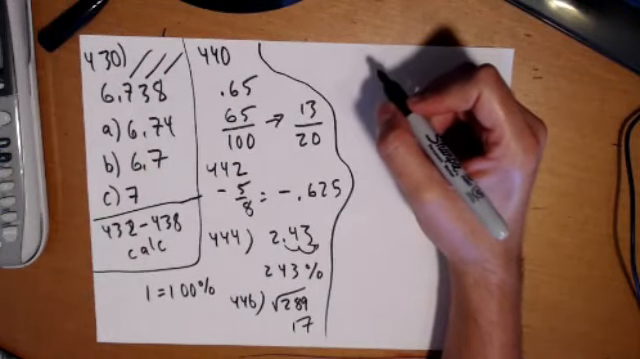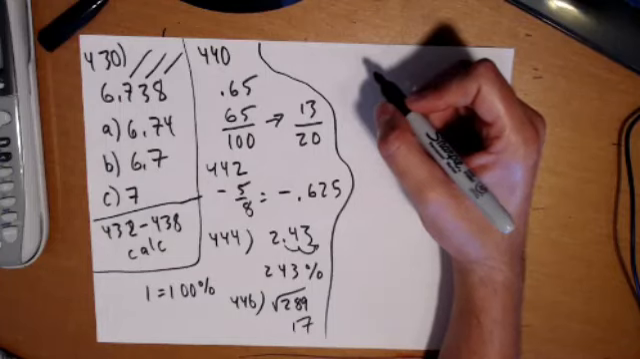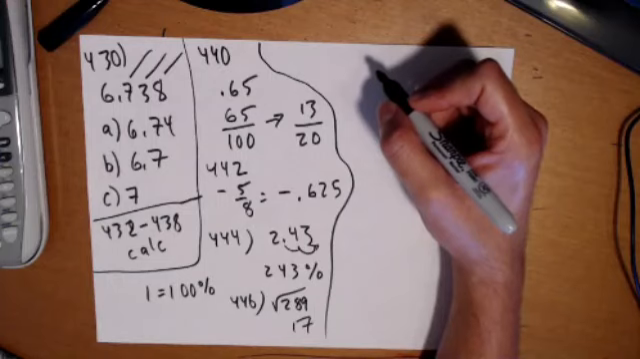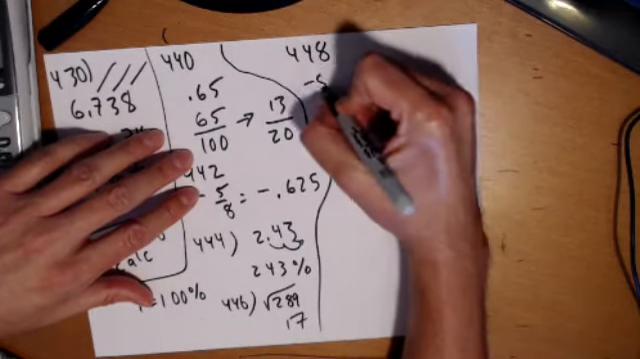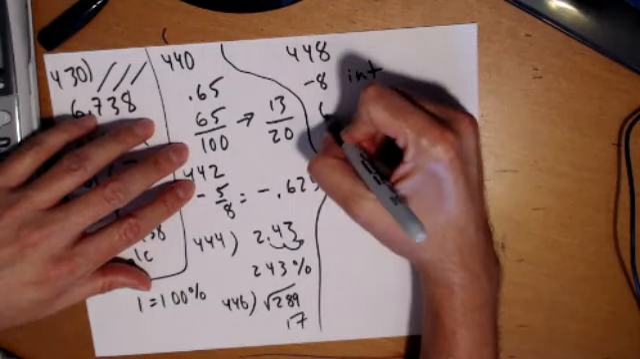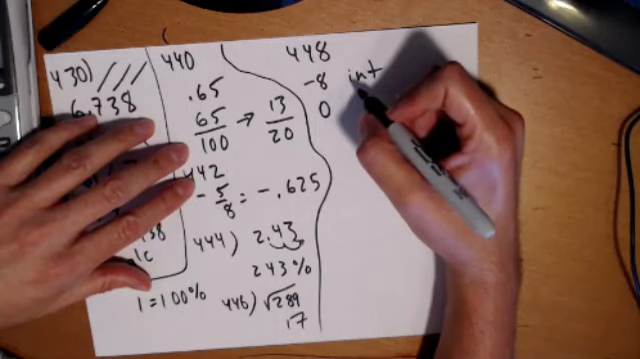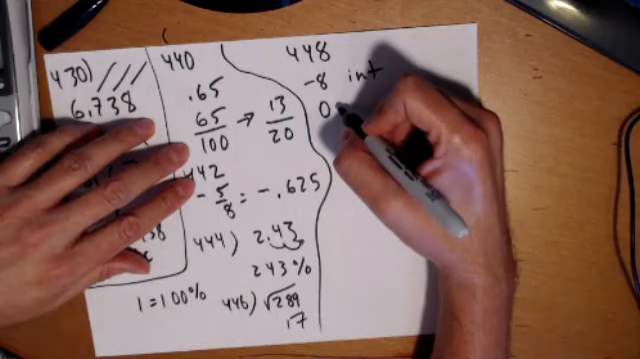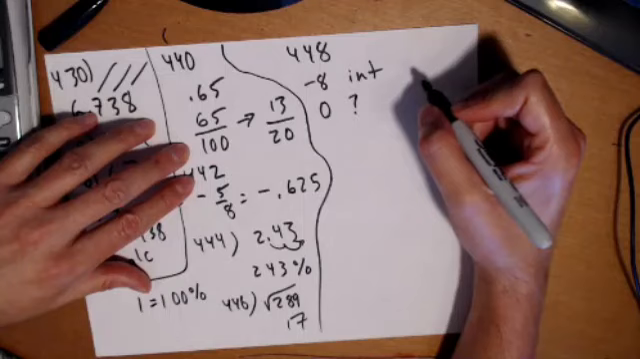Math teacher. 448. Whole number, integer, rational, irrational, real numbers. Let's see. Ooh, 448. Oh, they didn't have one for you to do. Oh well. So 448. Let's see. Negative 8. It's an integer because it's negative. 0 is a whole number? Do whole numbers include 0? I'm a math teacher. I'll put a question mark. I mean, it's technically an integer.